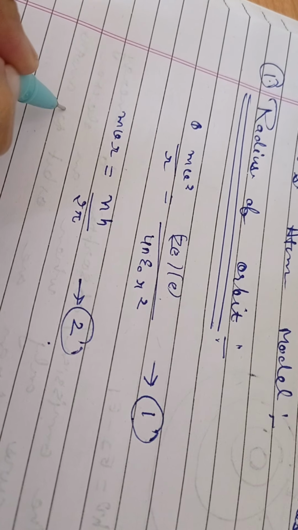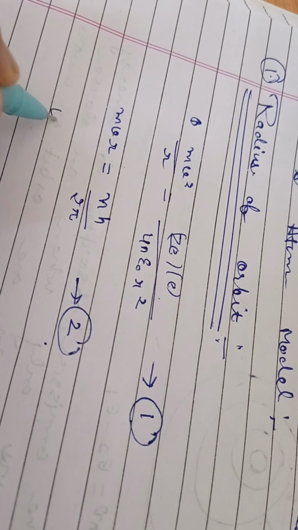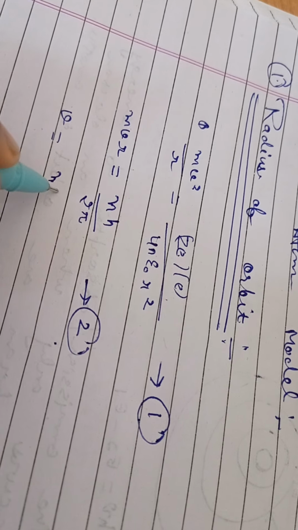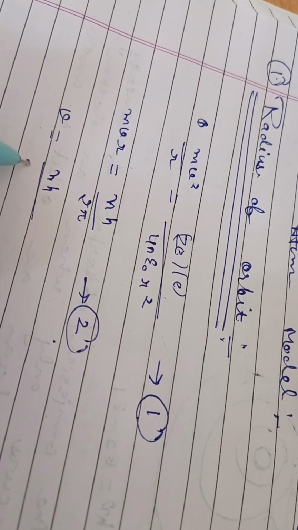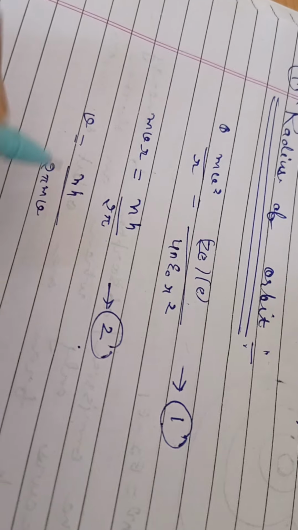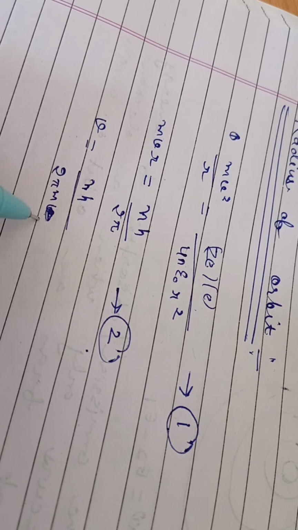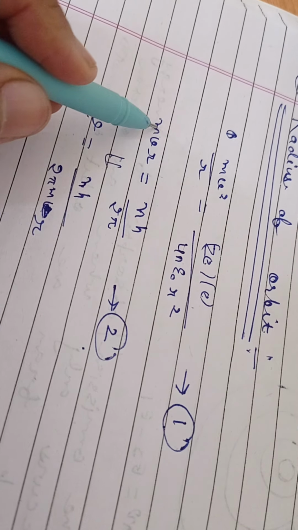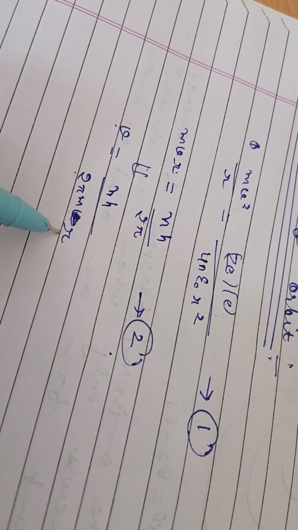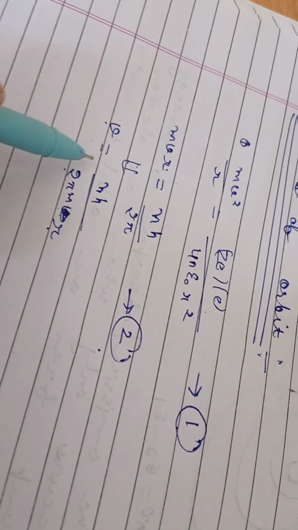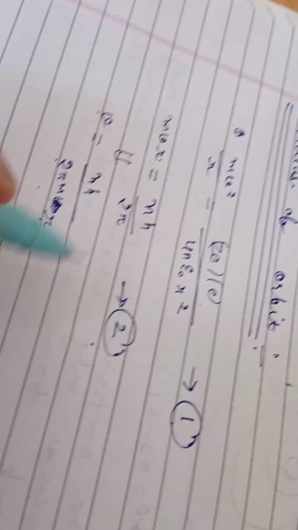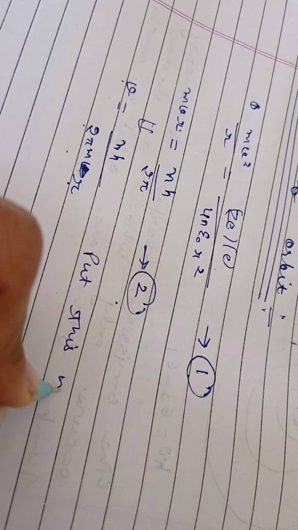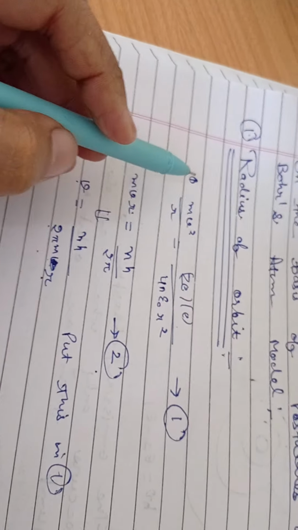Firstly, what will be the value of v from this expression? m moves to the right hand side, so v equals n h over 2 pi m r. It is the expression for v from this expression. Now put this value of v in 1.